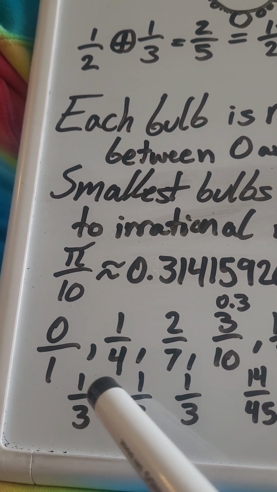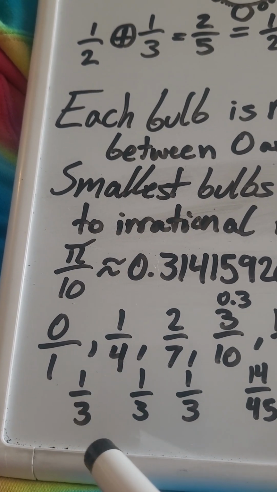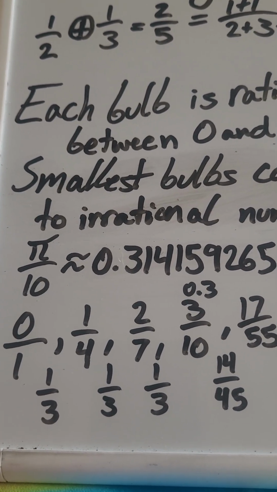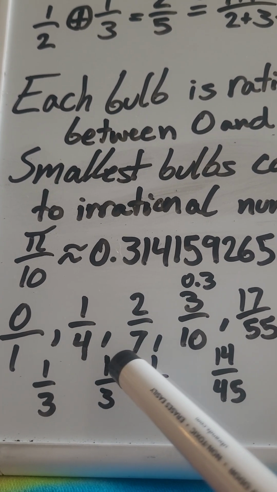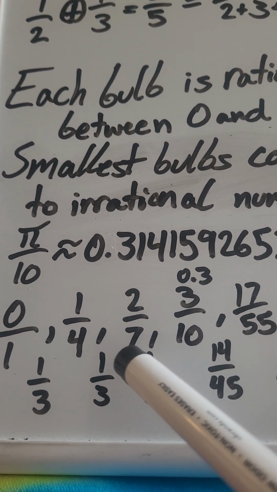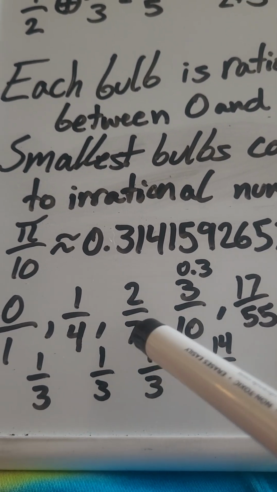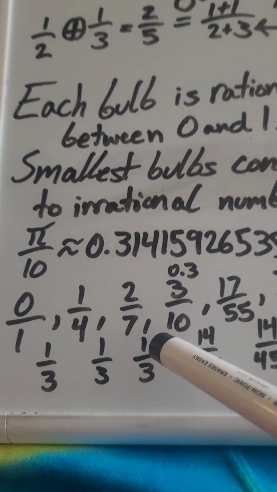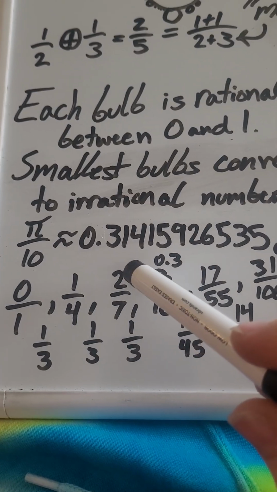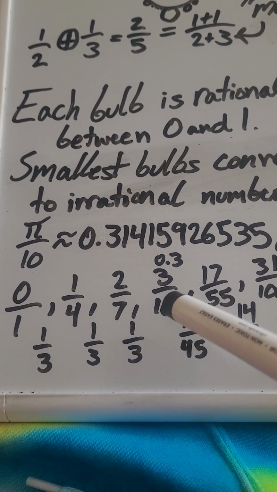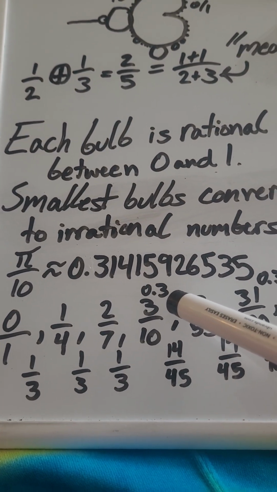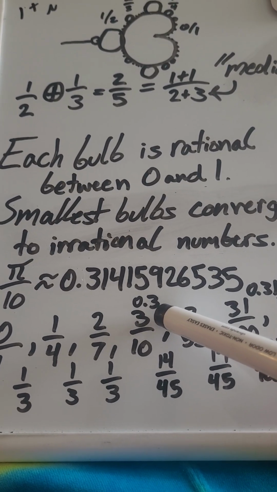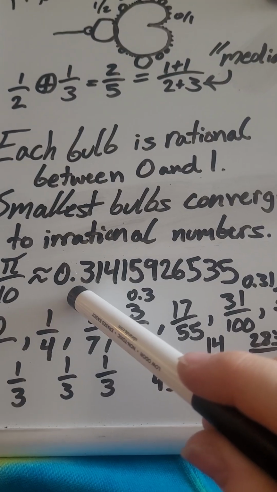So you have 0 plus 1, that gives you 1. Then you have 1 plus 3, that gives you 4. So now you're at 1/4. And then you mediant with the 1/3 again. So you have 1 plus 1, 2, and 4 plus 3, 7. Then you mediant with 1/3 one more time, and you get 2 plus 1, 3, and 7 plus 3, 10. Now you have 3/10. So you have reached the 3/10 bulb. That's 0.3, right? That's where we got to.